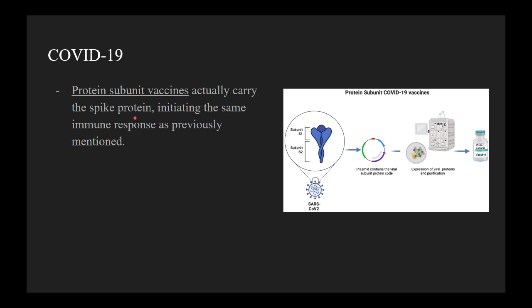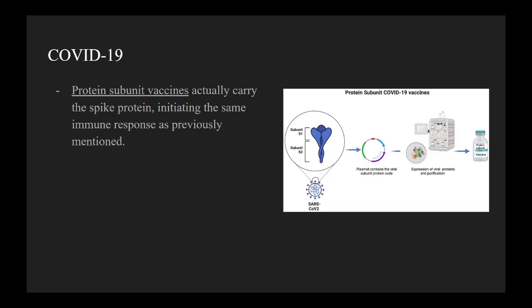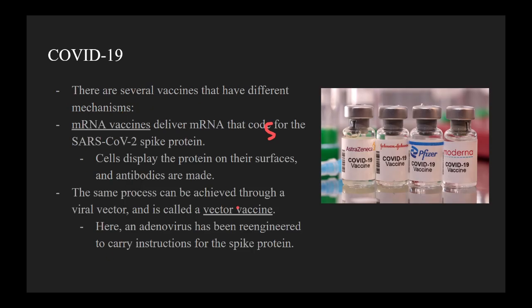Then finally, these are inserting something that will eventually create the spike protein, but you can actually just insert the spike protein itself as well. So you can use protein subunit vaccines that carry the spike protein and then evoke the same immune response that we mentioned here.